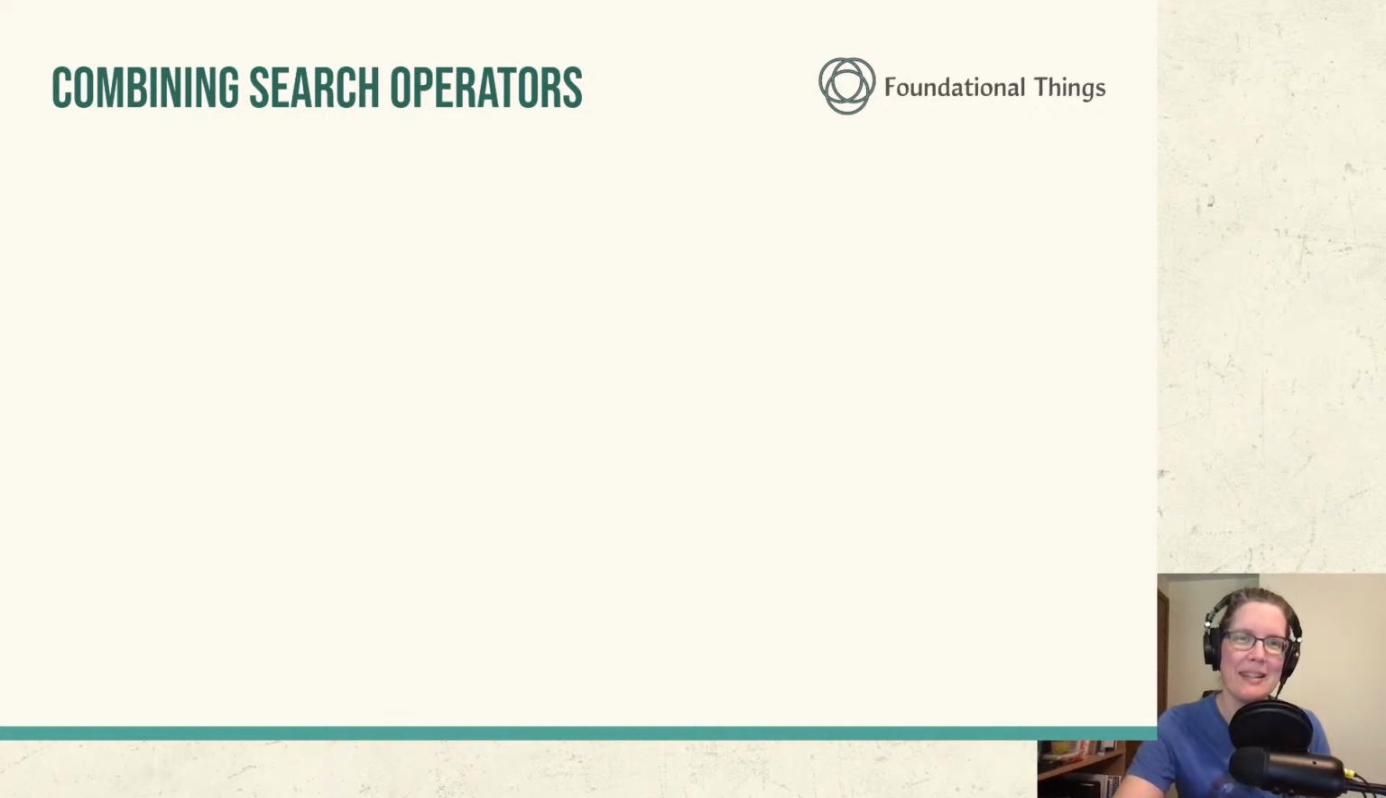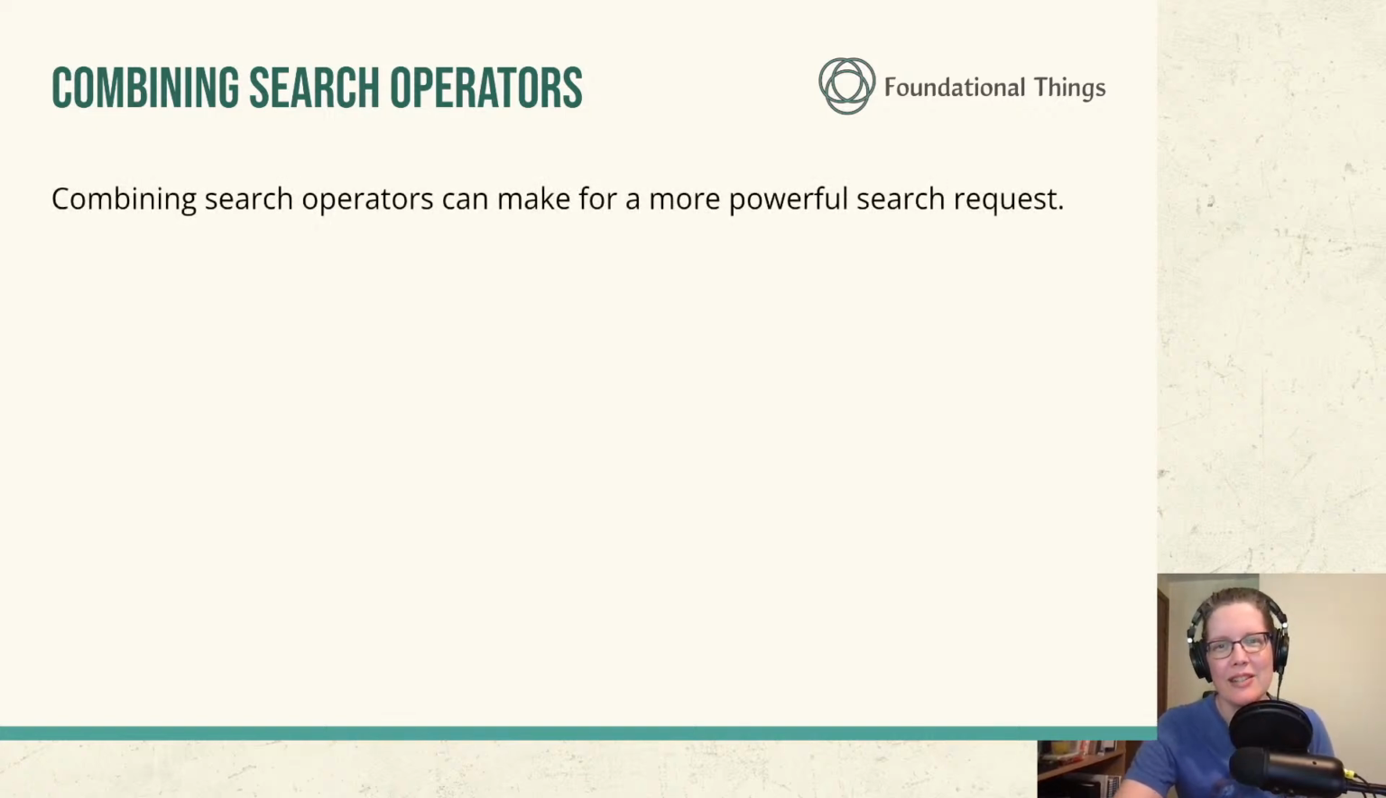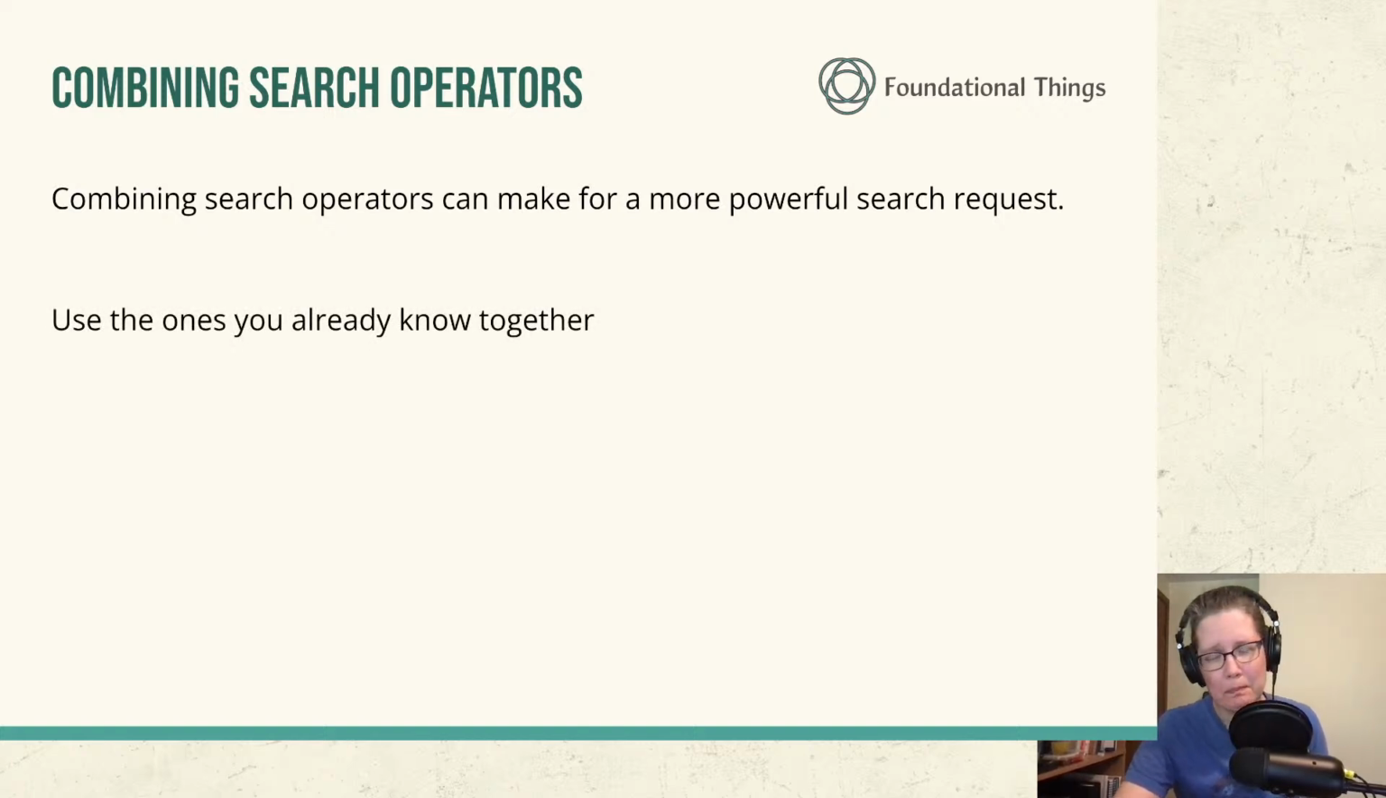Okay, so let's talk about this, combining search operators. So why do we want to do this? Well, it can make for a more powerful search request. And as I've already said, the idea of showing your intention, being able to give some kind of context for what you're searching for, is a big part of why we would do this. So we can use the ones that we already know together, and then these other ones that maybe you pick up on from our next step beyond this one. You could just use whatever search engines and whatever search operators, rather, throw those together.